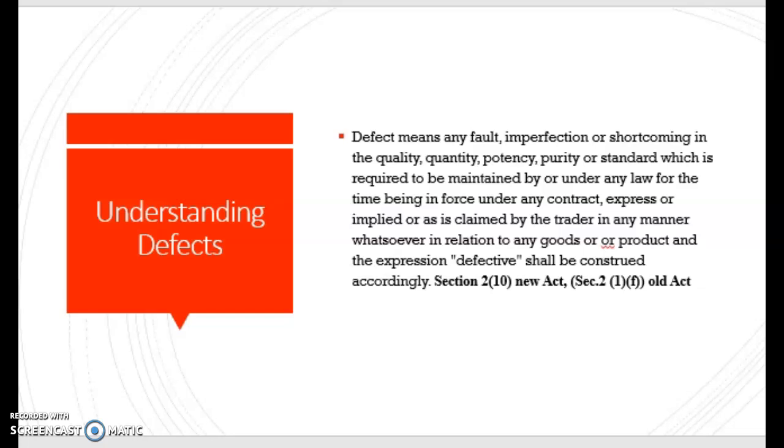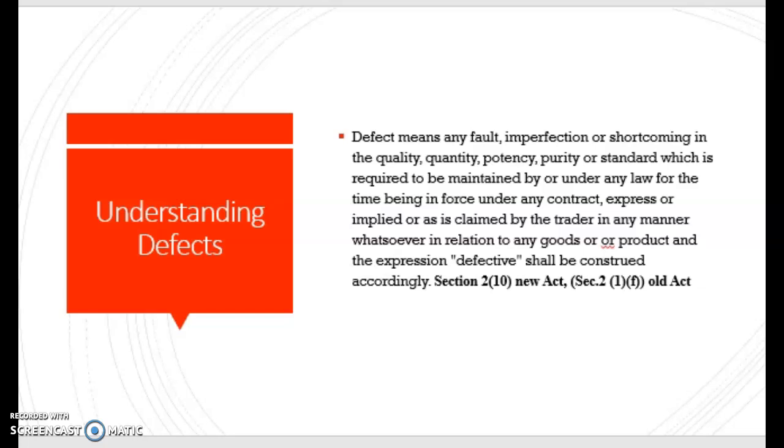So it is important to understand what the terms goods and defects mean under the Consumer Protection Act, because we are saying that a consumer can make a complaint only when he comes across any defective goods. When we talk about the Act, as per the old Act, it is Section 2(1)(f) that talks about the definition of defects, and Section 2(10) of the new Act talks about defect.